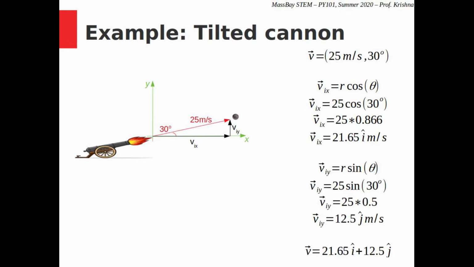The vertical component of initial velocity is r sine theta. That's 25 times the sine of 30. The sine of 30 degrees is 0.5, and 25 times 0.5 is 12.5. So now we have the initial velocity of the cannonball in Cartesian. It is 21.65 i hat plus 12.5 j hat meters per second.